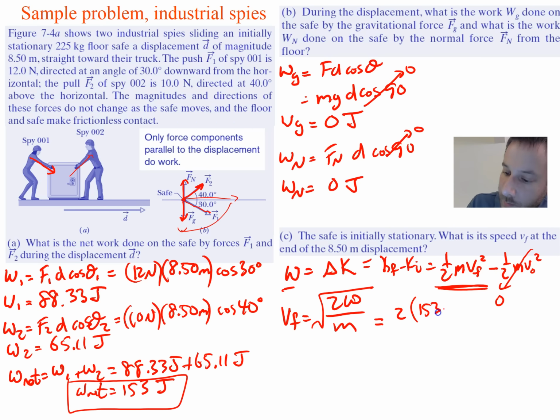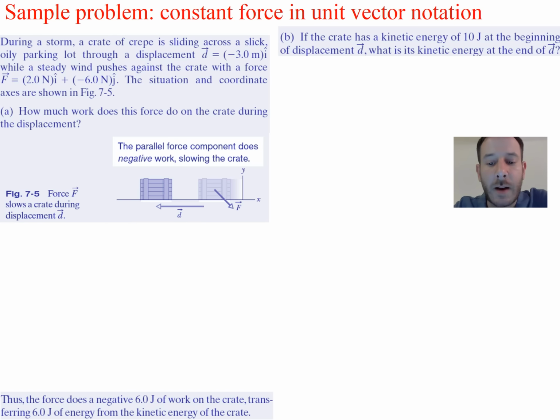Let's do another example. During a storm, a crate is sliding across a slick, oily parking lot through a displacement d equal to -3 in the i direction, negative 3 meters, while a steady wind pushes against the crate with a force of 2 newtons in the i direction and negative 6 newtons in the j direction. All right, so we're going to be looking at unit vector notation for this example. We're going to have to remember how to deal with unit vector notation, especially in a dot product sense. All right, so we'll get to that in a sec. How much work does this force do on the crate during the displacement?